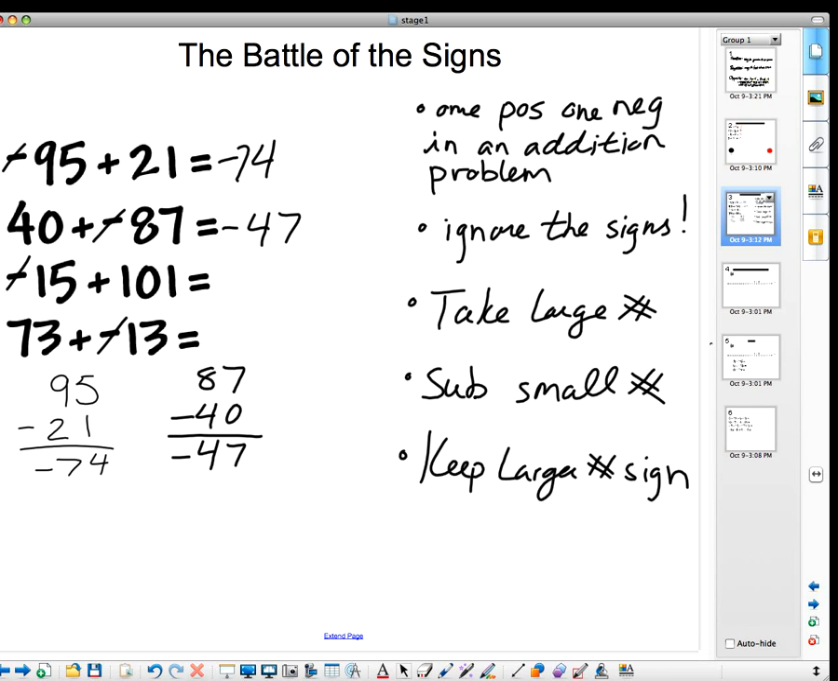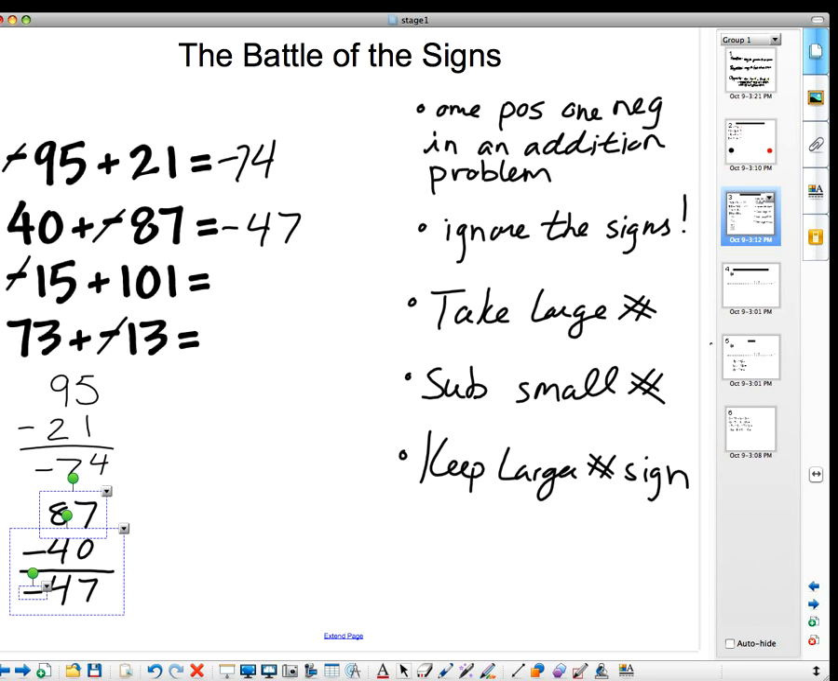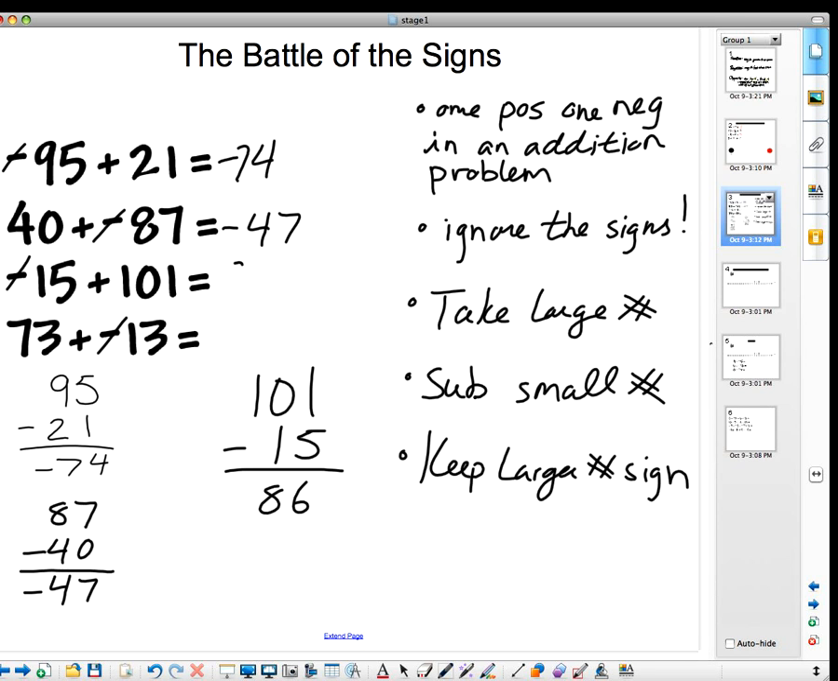The next problem that we have is negative 15 plus 101. My larger number is 101, minus 15. That will give me 86. And since 101 was my larger number and it was positive, my answer is just 86. It's positive 86.